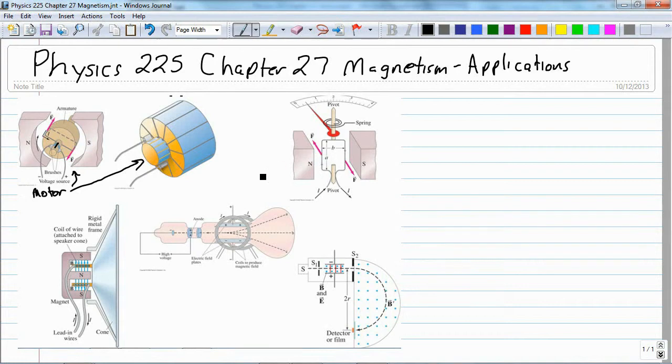Another is meter movements. Now you don't really see many of these anymore because everything's going pretty much digital. But there's still some in the lab.